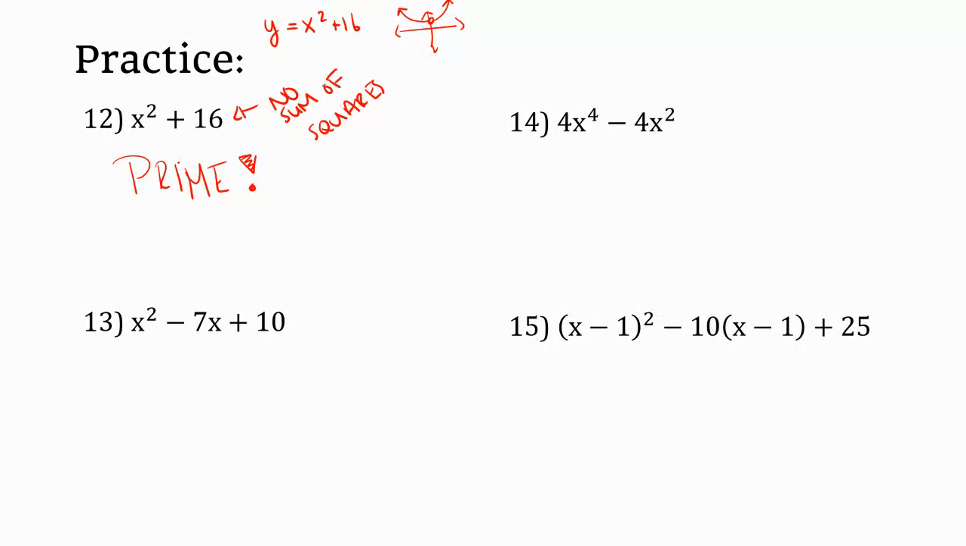Okay? What about this one? Did you think about factoring out a common factor? 4x squared, and I'd be left with x squared minus 1. Hopefully you didn't stop there and you notice that this is difference of squares.